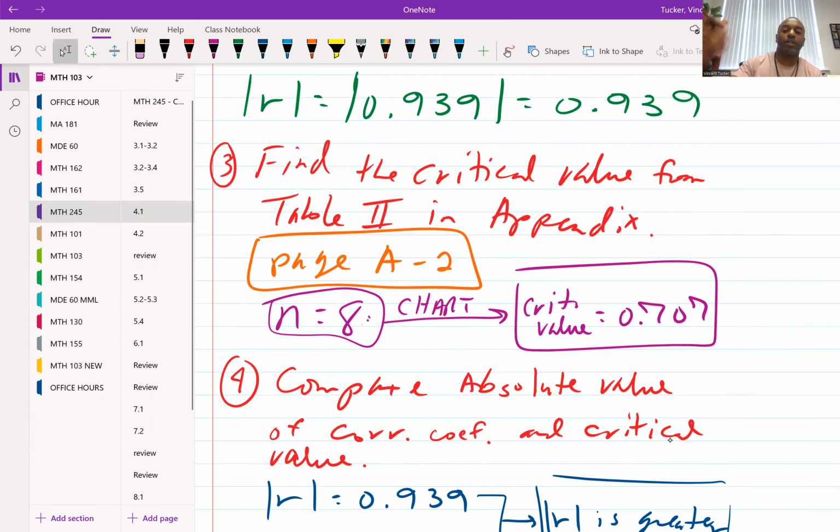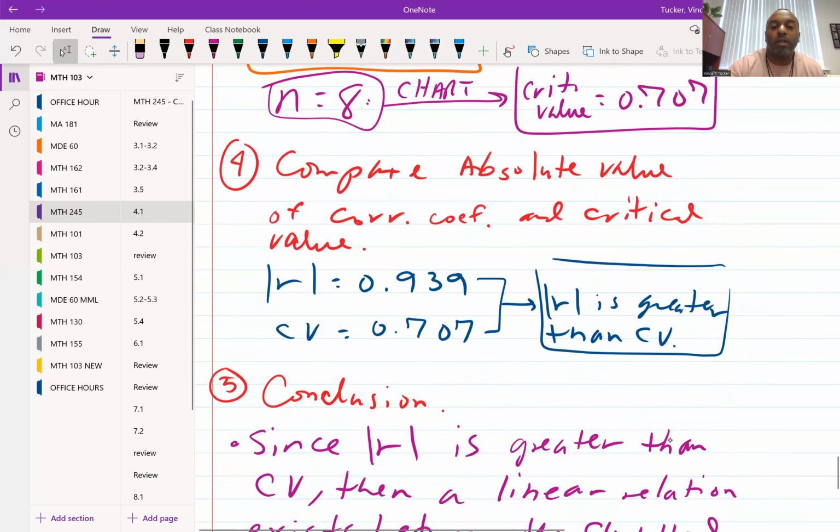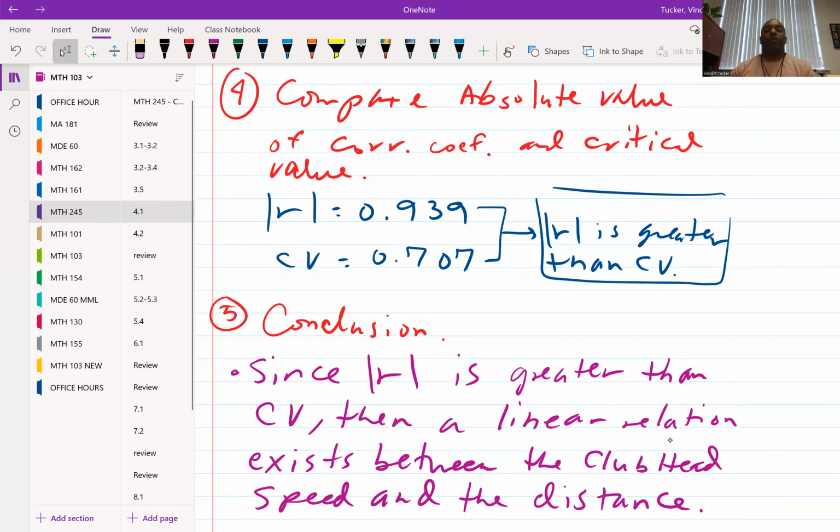Now you compare the absolute value of the correlation coefficient to the critical value. The absolute value of r is 0.939, the critical value is 0.707. So the absolute value of r is greater than the critical value. All right, any questions up to step 4? All right, conclusion. Since the absolute value of r is greater than the critical value, a linear relation exists between the club head speed and the distance.